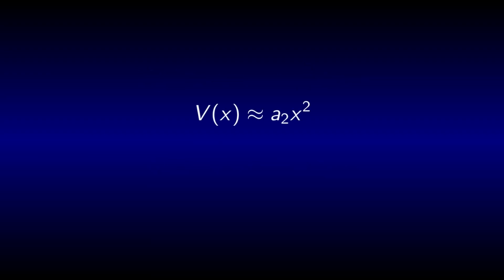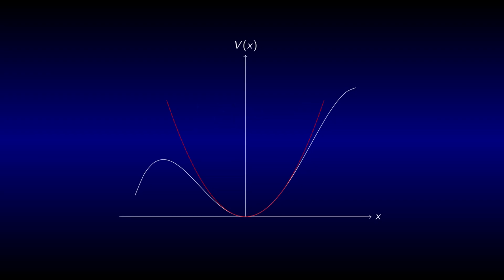We can therefore conclude that the first non-vanishing term in the Taylor series of a potential energy around its stable minimum is quadratic and hence resembles a harmonic oscillator. So yes, they don't really occur in nature, but they are very often a good approximation.